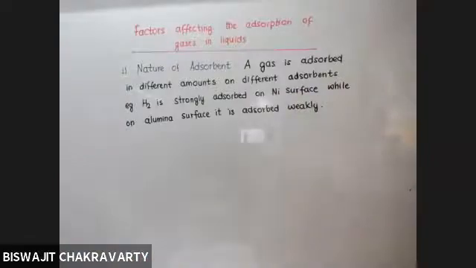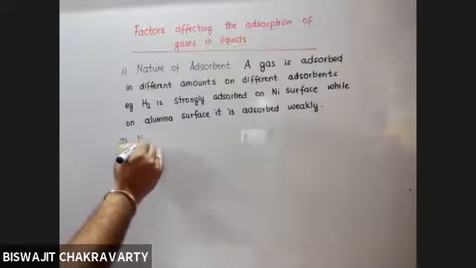A gas is adsorbed in different amounts on different adsorbents. So it is the same hydrogen that has been taken, but when the surface is nickel, the adsorption is very strong, and whereas if the surface is alumina, then the rate of adsorption is very poor. So here the adsorbate is same in both the cases, but because the adsorbents are different, they will show different kind of adsorption.